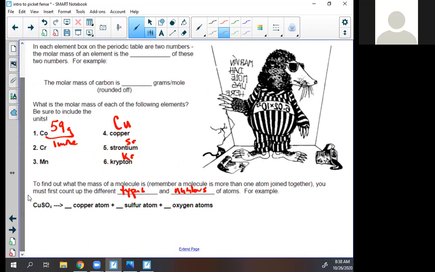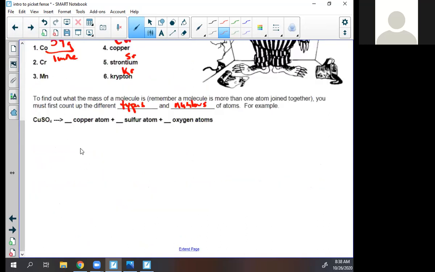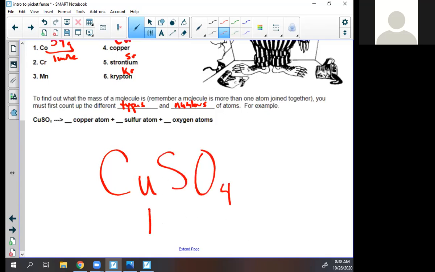Okay, so we're baby stepping this. CuSO4, tell your partner how many coppers there are. How many coppers in CuSO4? 1. If there was more than 1, there'd be a number. So I'm going to put a 1 right here. How many sulfur atoms? 1. And how many oxygen atoms? 4. That's not hard, I hope.